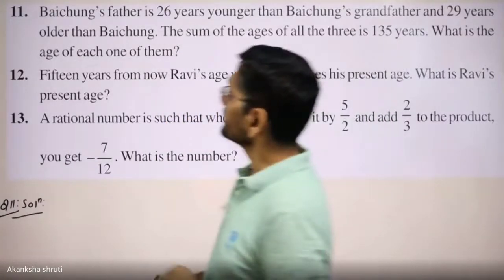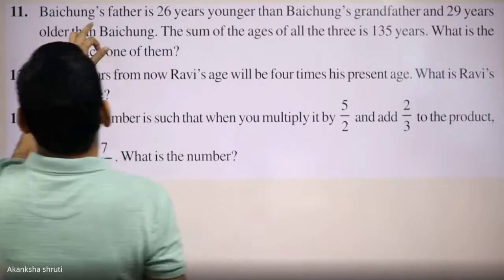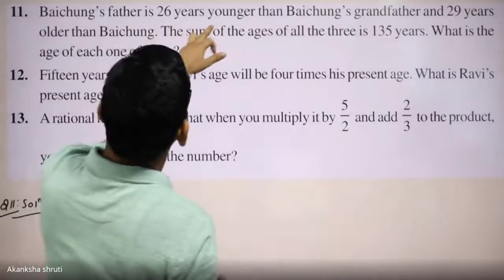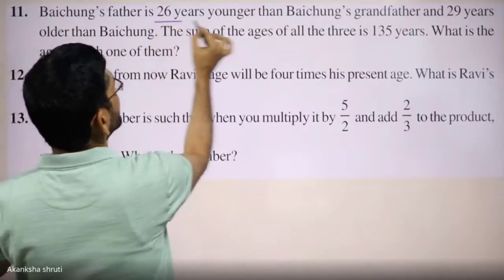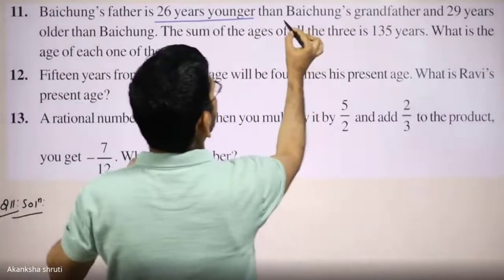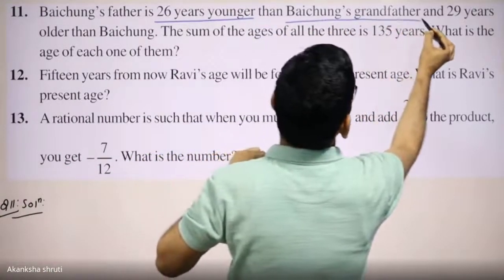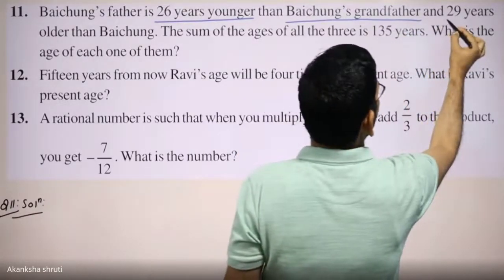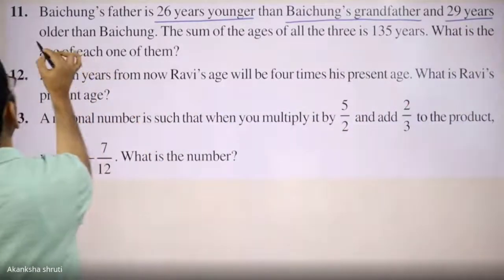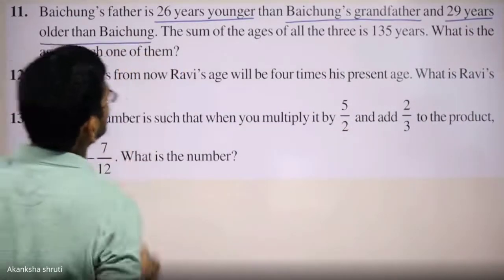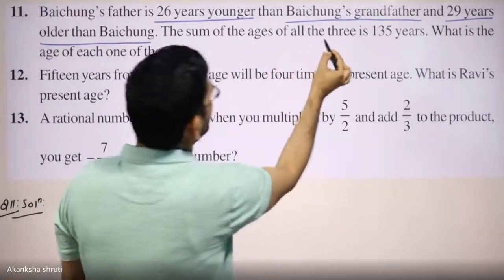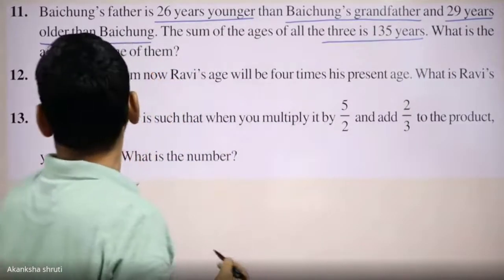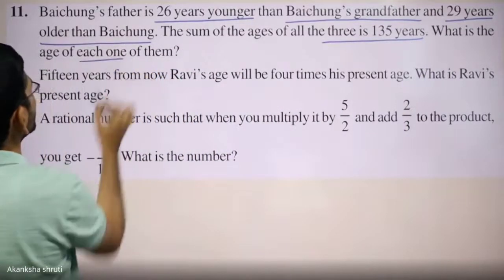So in this question, it is given that Bechung's father is 26 years younger than Bechung's grandfather. One is this condition. And 29 years older than Bechung's. The sum of the ages of all the three is 135 years. What is the age of each one?